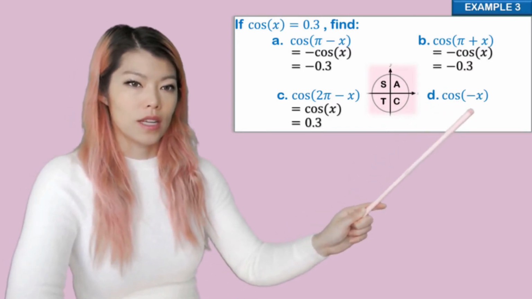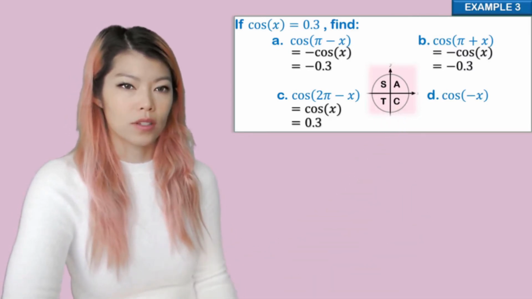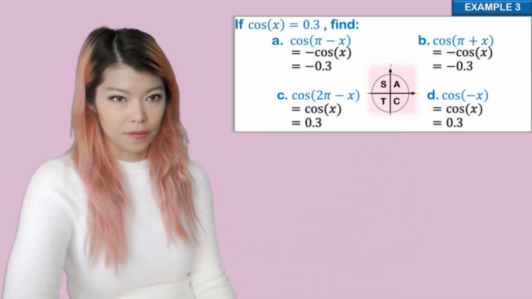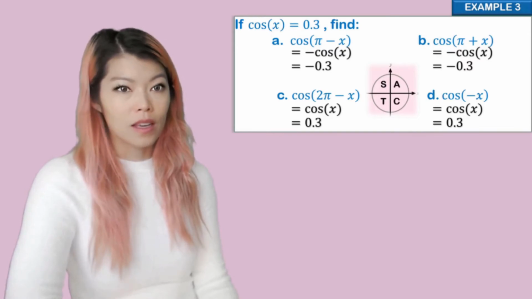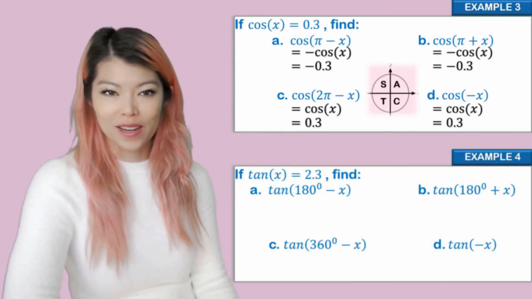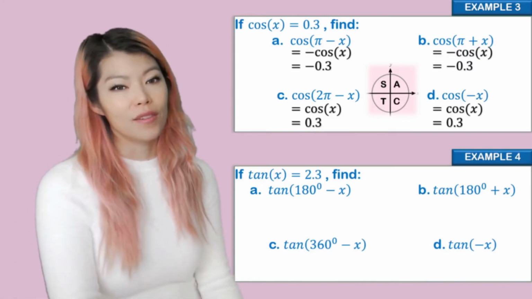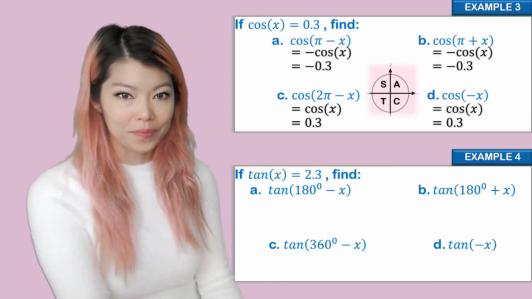Again, cos of negative x would mean negative x is here, so it's the same as cos x, which is positive, so 0.3. One last example and then we're done for today. You can pause the video and try it yourself, or just follow along if you're not confident, and then rewind and try it yourself after.